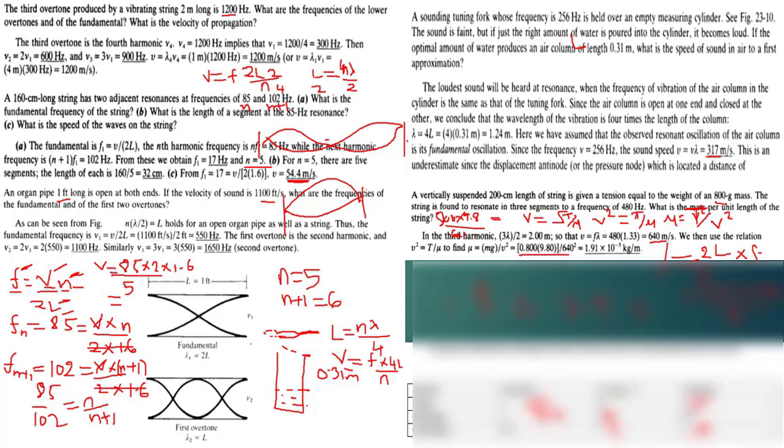Remember this was 800 grams, so you convert it into kilograms. So here you multiply times 10 power negative 3. The maana hapa ni 0.8. That's how we do it, and we get our mass per unit length like that.